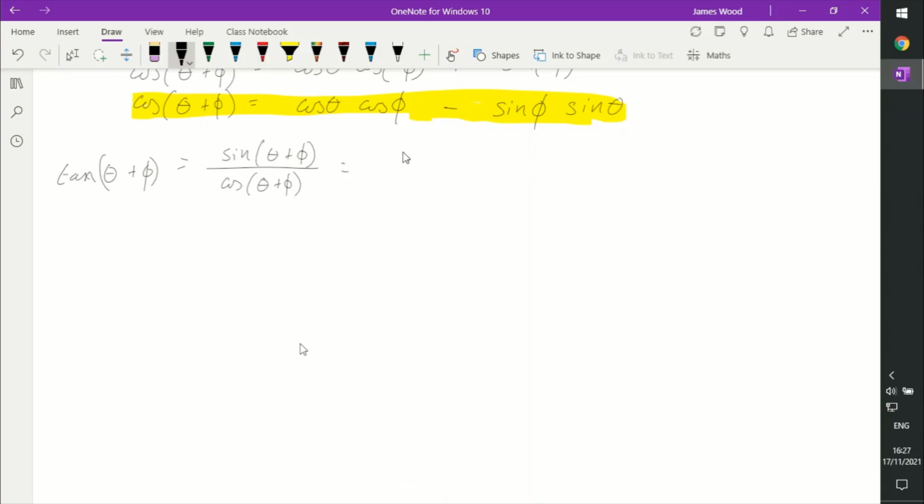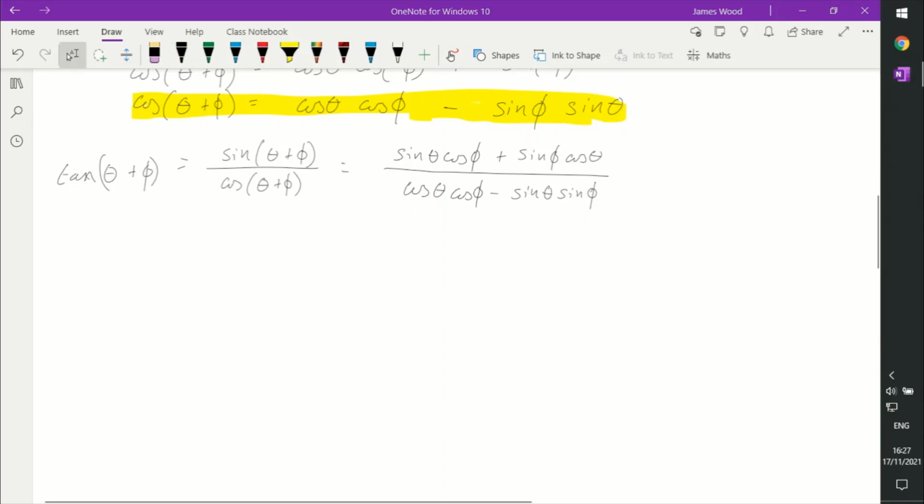So the sine formula, which was sine theta cos phi plus sine phi cos theta, all divided by cos theta cos phi minus sine theta sine phi. So I've used my two expressions. Now this doesn't quite look like the tan formula. The tan formula had a 1 down here, if you remember, or if you look back at it. So to generate that 1 down there, I could divide every single term by cos theta cos phi. So I'll show you what that would look like.